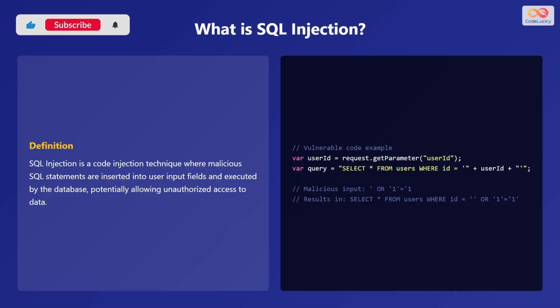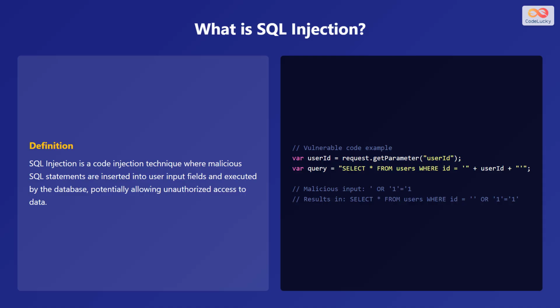So, what exactly is SQL injection? SQL injection is a code injection technique where malicious SQL statements are inserted into user input fields. These statements are then executed by the database, potentially granting unauthorized access to your data.